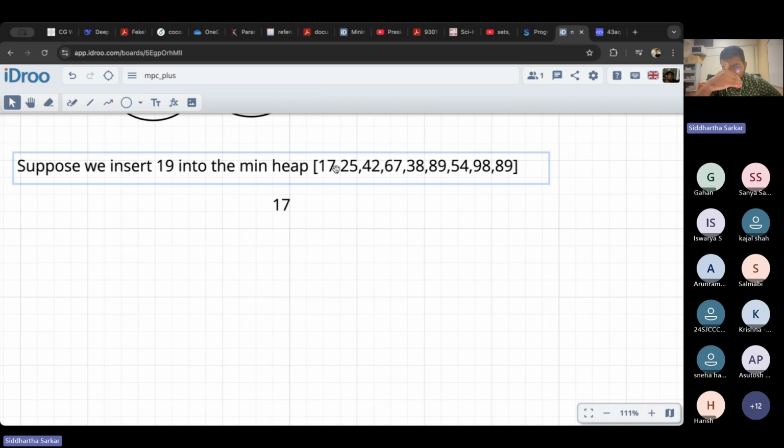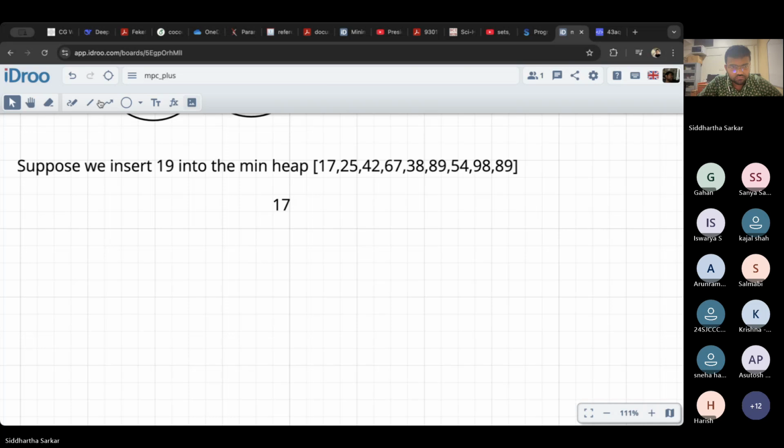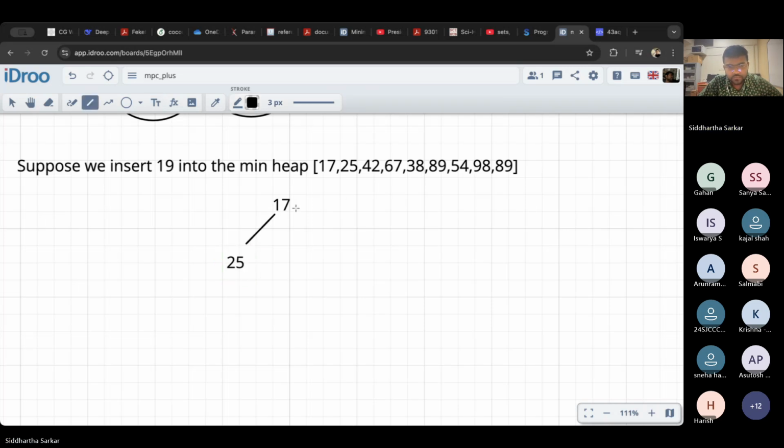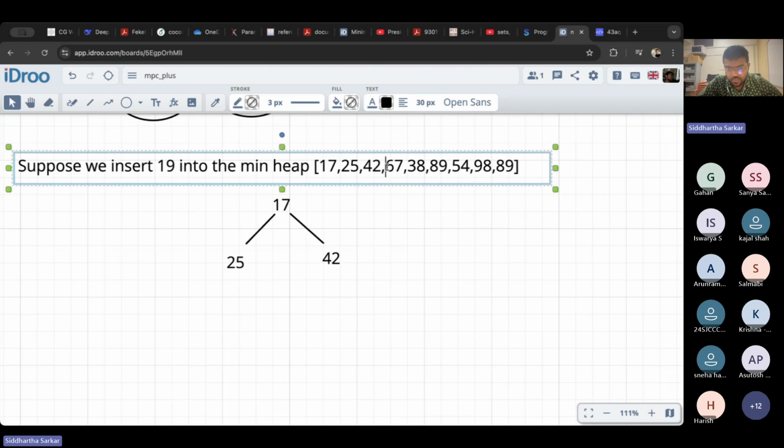So 25 is the left child of 17. And we have 42. So 42 is the right child of 17. And so on. We have to make a complete binary tree as far as possible. It's an almost complete binary tree we are going to make. So then we have 67. 67 is followed by 38. So these two will come where? 67 and 38 will come as children of which node?